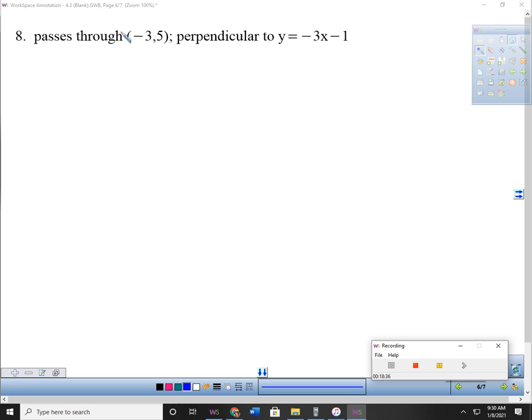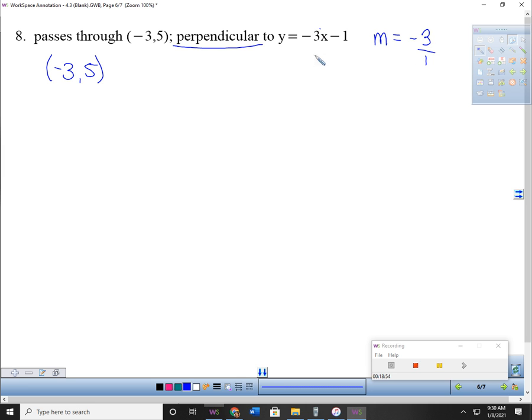All right, let's do one more of those. So we've got the point we're going through, and we're going to pay attention to the word. We are perpendicular to this line right here. So I'm going to take its slope, which in this case is -3. I'm going to make it a fraction. So I'm going to put it over 1.